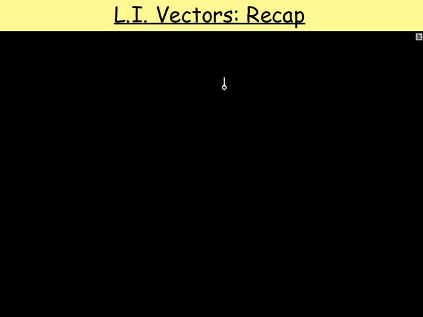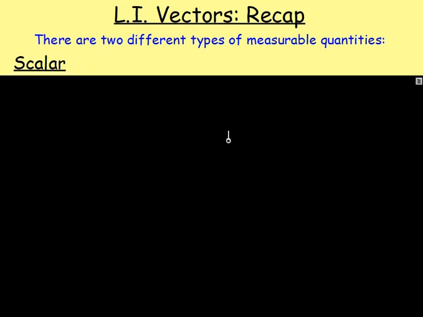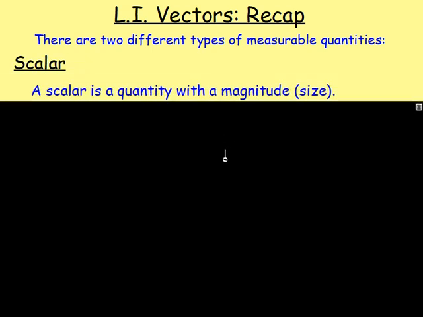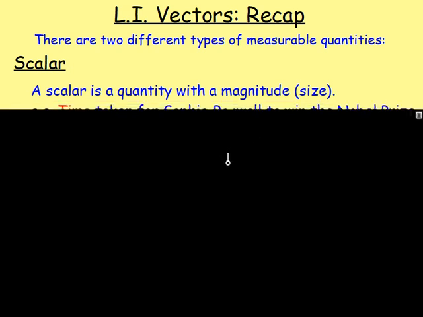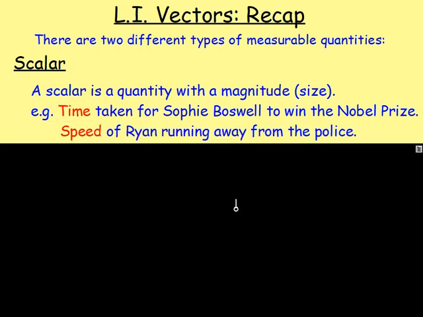Starting with the basics, what is a vector? Well, there's two different types of measurable quantities. For example, you can measure something and it could be a scalar. So a scalar is a quantity that has a certain size. Examples of scalars, you could have time, the time taken for Sophie Boswell to win the Nobel Prize of Mathematics. Or the speed of Ryan running away from the police, speed would also be a scalar.